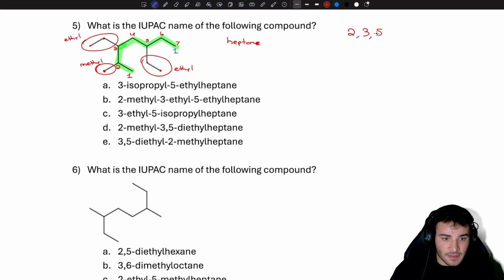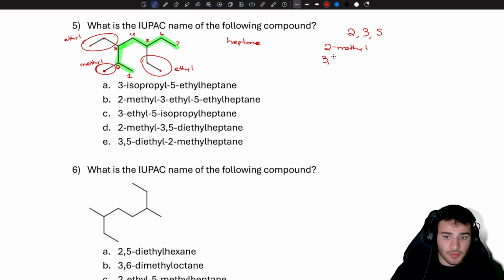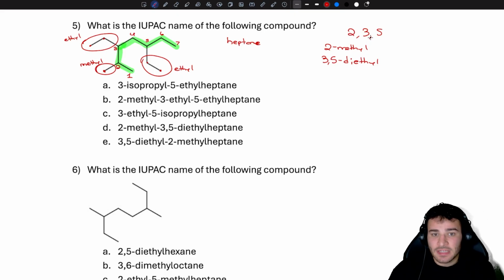And so let me undo all of these numbers. Here, now we have the numbering. We understand that we'll have 2-methyl, right? And be careful here. On the 3rd position and the 5th position, we have 2 ethyls. And so we'll actually call this group 3,5-diethyl. Okay, so now we have our substituent names.